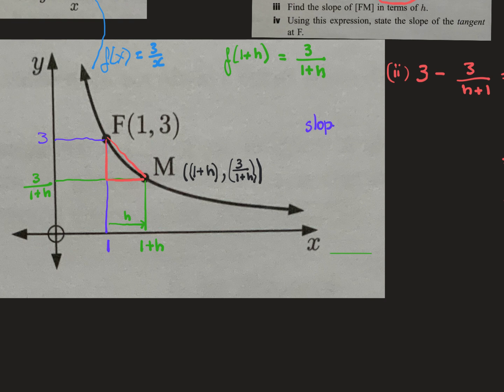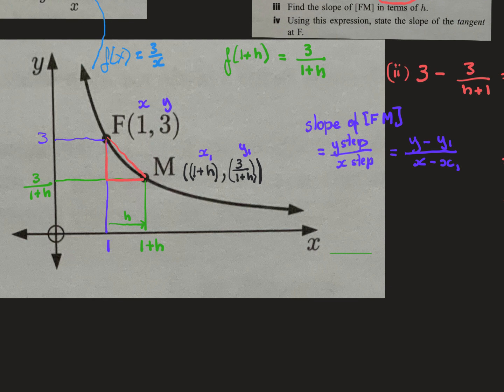So slope of FM is equal to y step over x step. Y step is y minus y1 over x minus x1. What is actually y? Y is this, and y1 is this point, x is this, and x1 is this point.